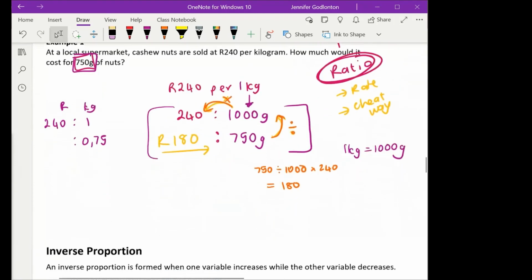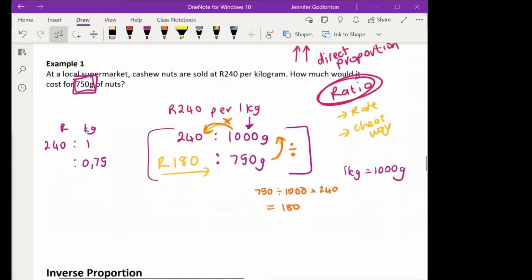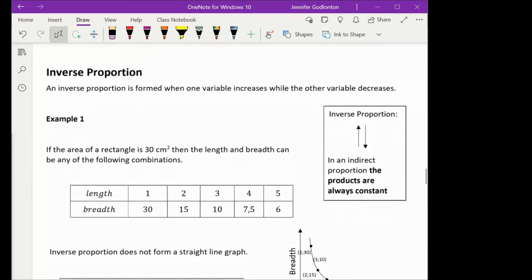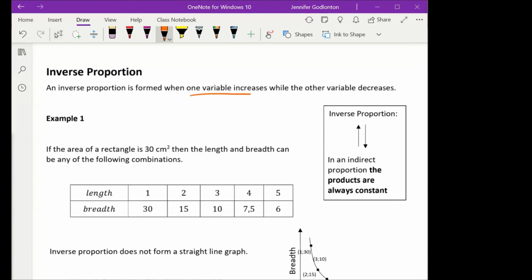Let's have a look at inverse proportion, and then we'll jump back to some questions that look at both of these. Inverse proportion is different to direct proportion because when one variable increases, the other one decreases. So we have a situation where one's going up and one's going down. Lots of these types of questions are when we're dealing with builders or painters.